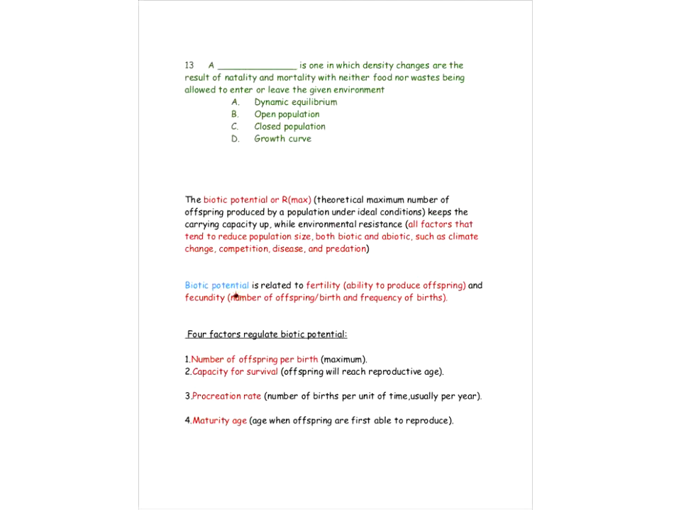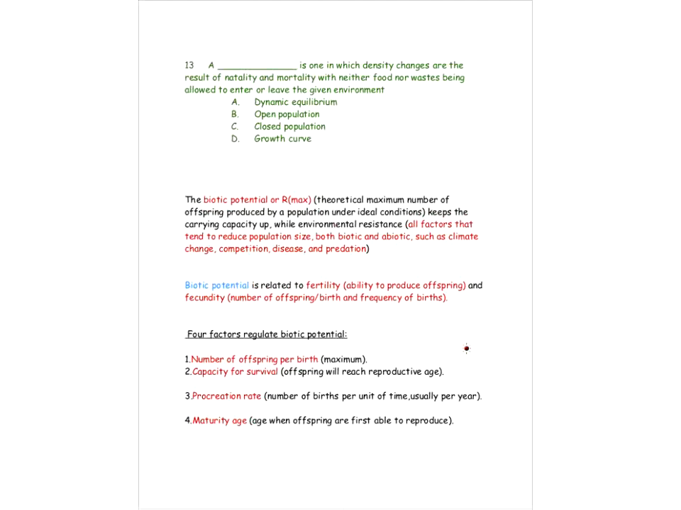Okay, so when we look at the term biotic potential, again, it's the maximum number of theoretical offspring produced by a population. And it's related to fertility, a particular species' ability to produce offspring, and also what's called fecundity, which is the number of offspring per birth. Okay, so that's a little bit different than fertility. Fertility is the ability to produce offspring, and fecundity is the number of offspring per birth and the frequency of births. Okay, so those three things have to do with biotic potential.